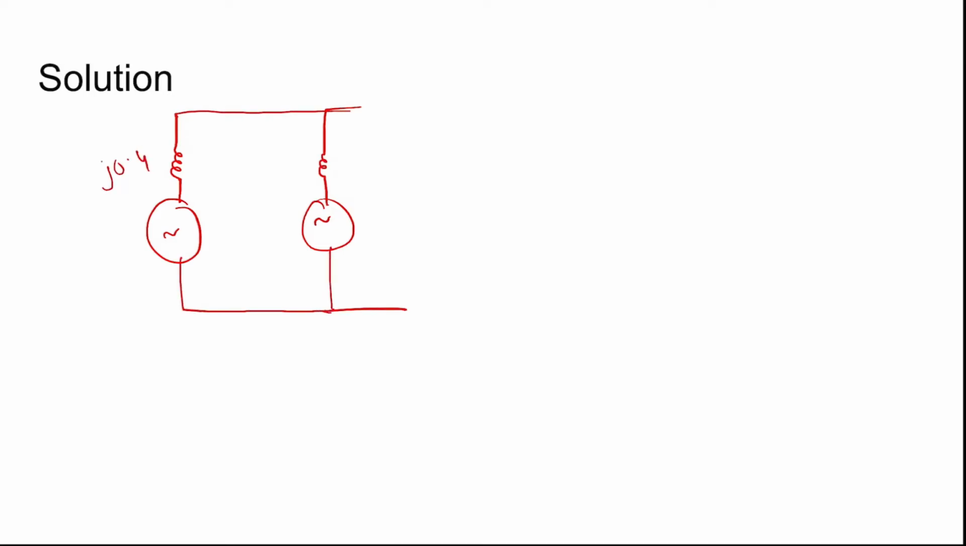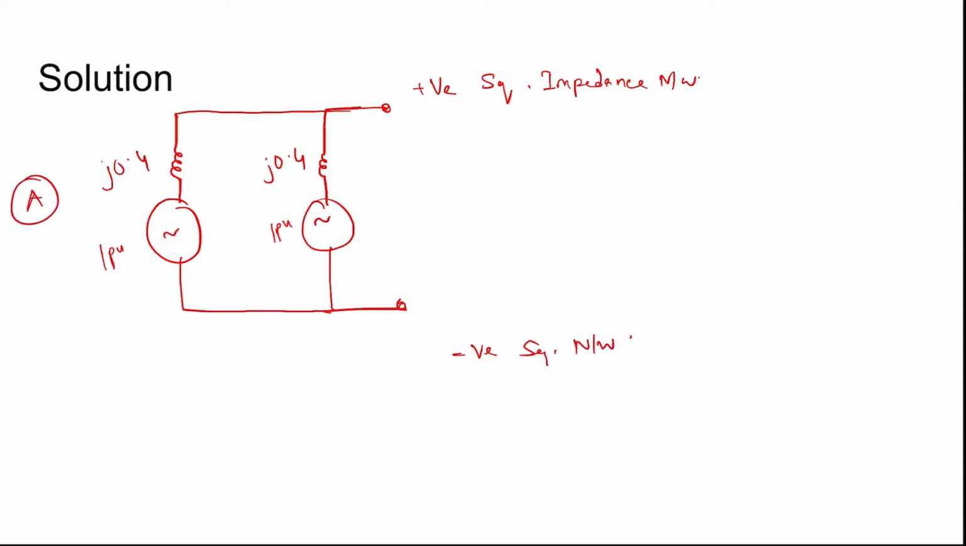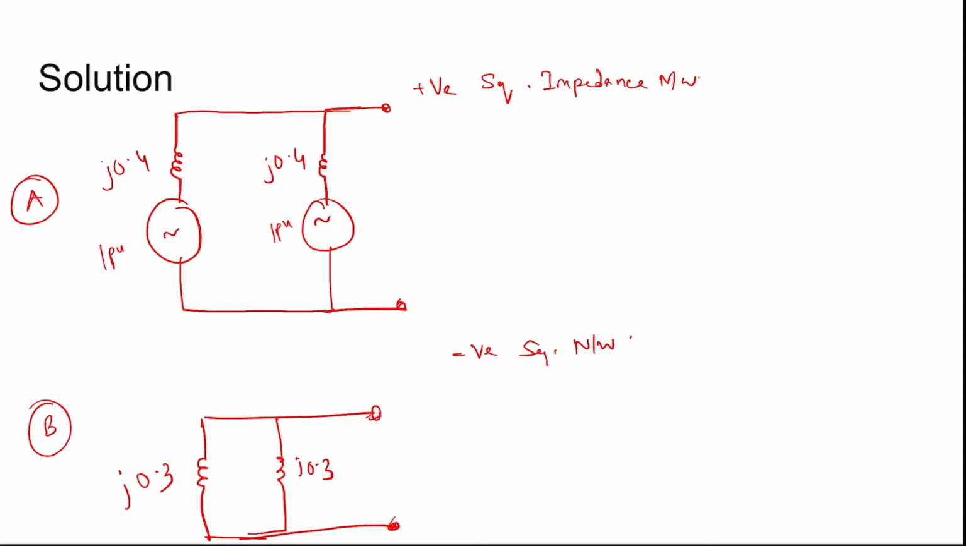The two generators are operating in parallel connection like this, where the positive sequence impedance is j0.4. These are 1 per unit. So this is the positive sequence impedance network. Drawing the negative sequence network: if this is A, then this can be B. We draw j0.3, j0.3, since j0.3 is the negative sequence impedance connected like this. So this is the negative sequence impedance network.